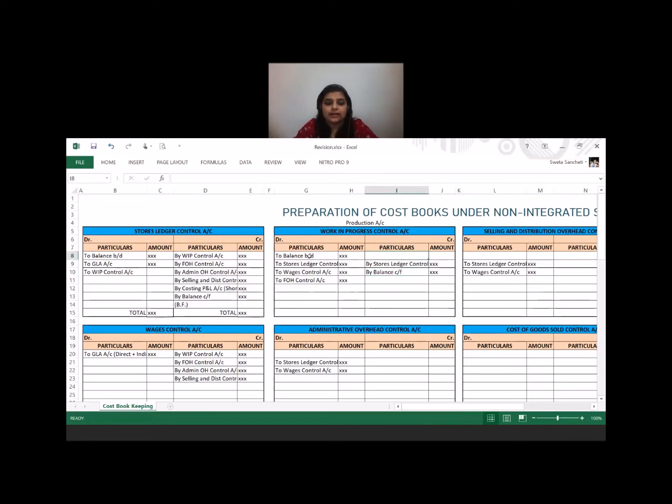तो जो भी मेरा balancing figure होगा, that will go and hit my finished goods control account. Now my goods are complete. This is nothing but my balancing figure. This is balancing figure. It will go and hit my finished goods control account.